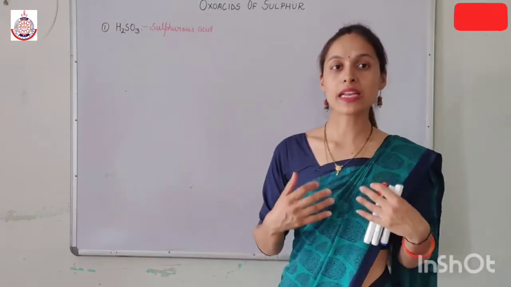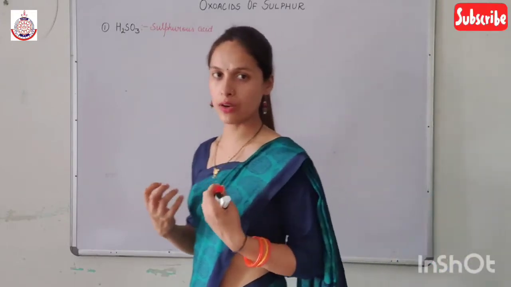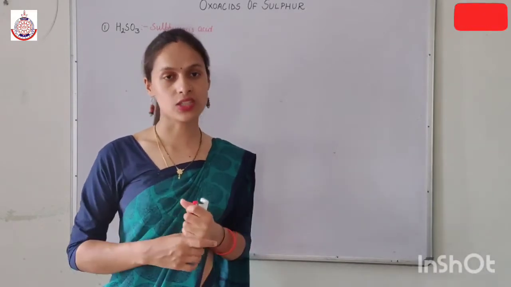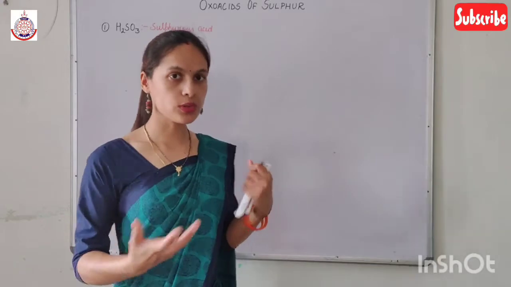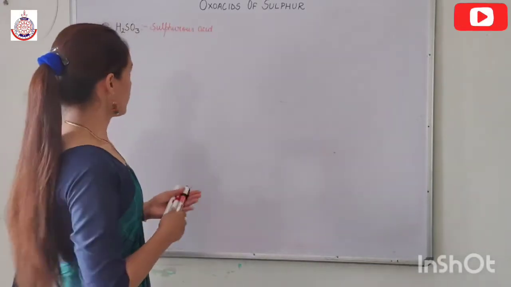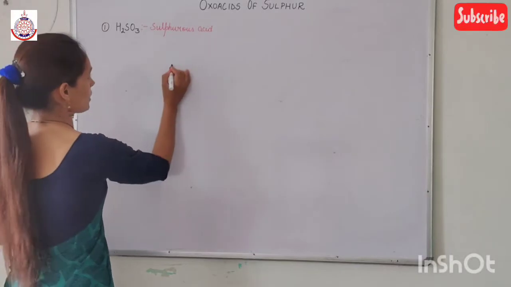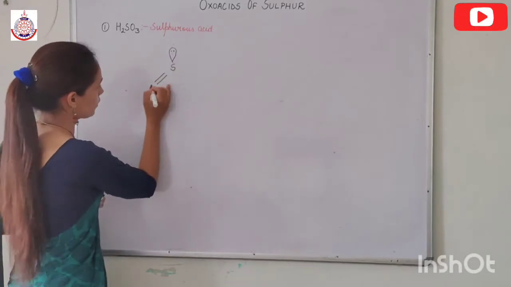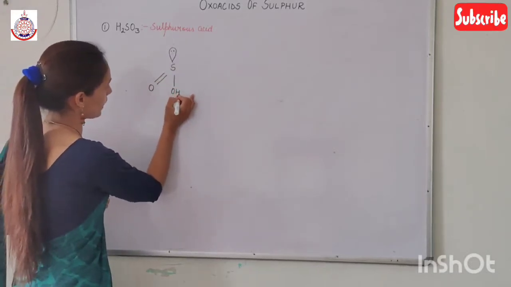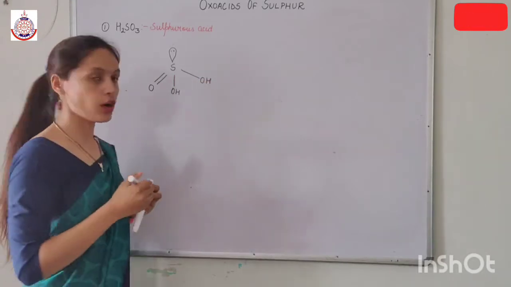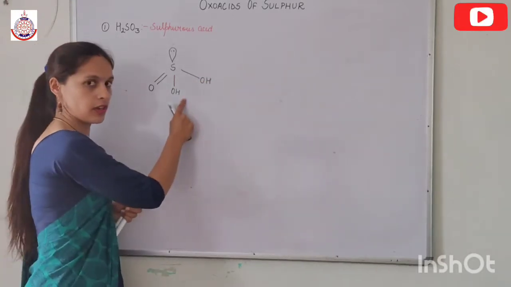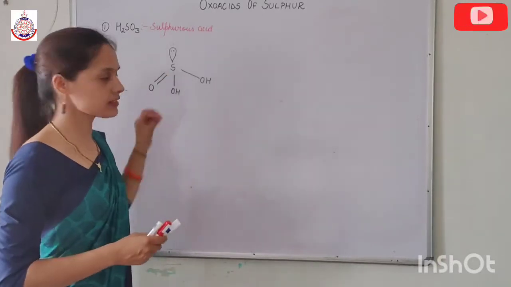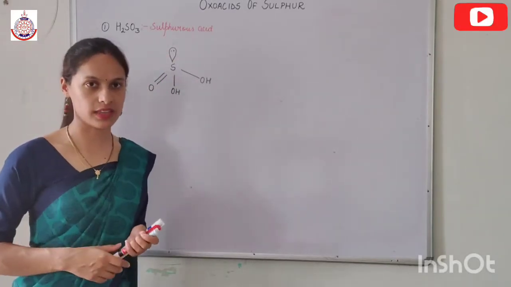Now first of all, we'll draw the structure of sulfurous acid, and with the help of the structure, we'll calculate the oxidation state of sulfur. I hope you all know how to calculate the general oxidation state; if you don't, I'll tell you that method also. The structure is S with a lone pair, a double bonded O, a single bond OH, and another single bond OH. Because of the presence of these two hydrogens attached with oxygen, this is known as an oxoacid of sulfur. So this is the structure of H2SO3, sulfurous acid.